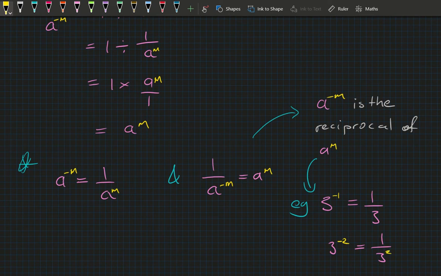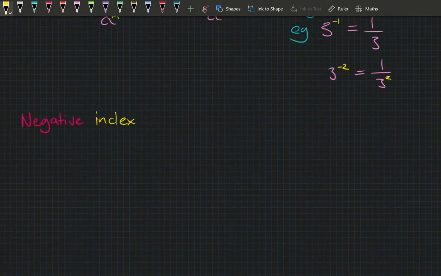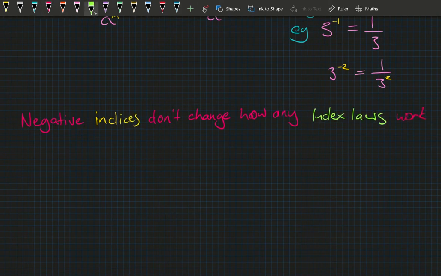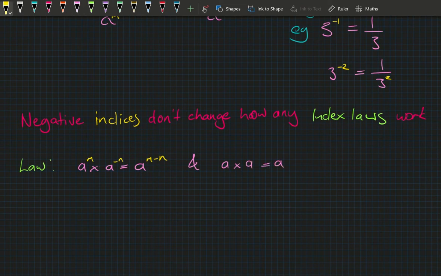And as we saw in the previous numeric example, negative indices don't change how index laws 1 and 2 work. In fact, negative indices don't change how any index laws work. So this means for law 1, a to the m times a to the minus n is equal to a to the m minus n. And also a to the minus m times a to the n equals a to the n minus m.